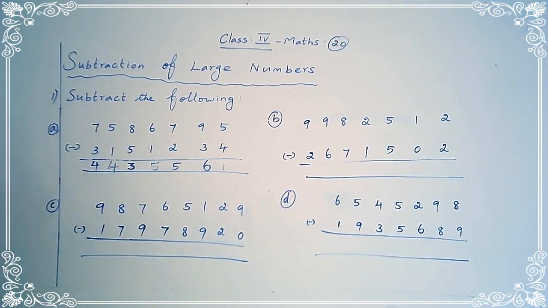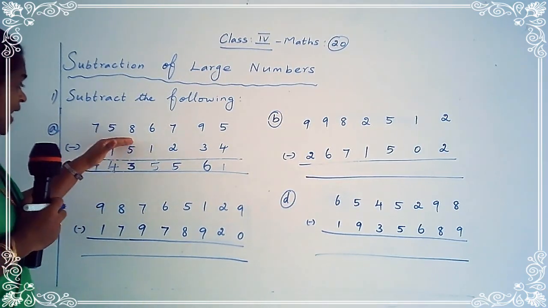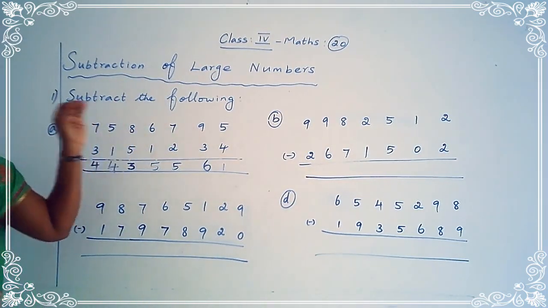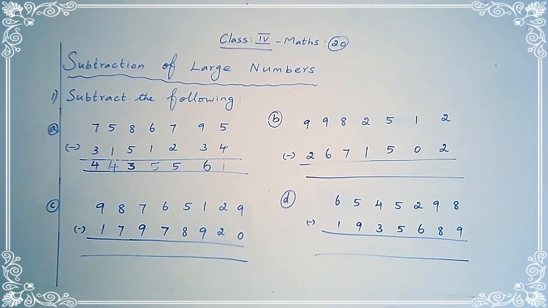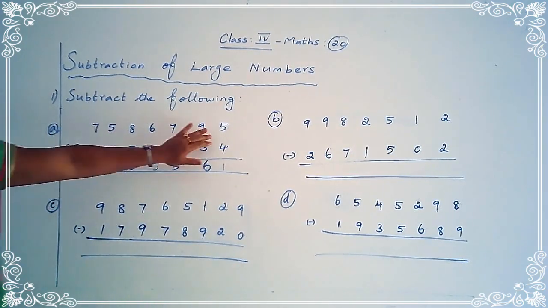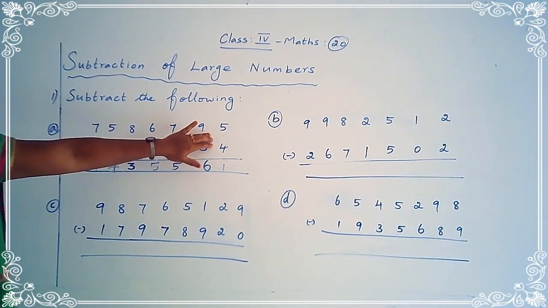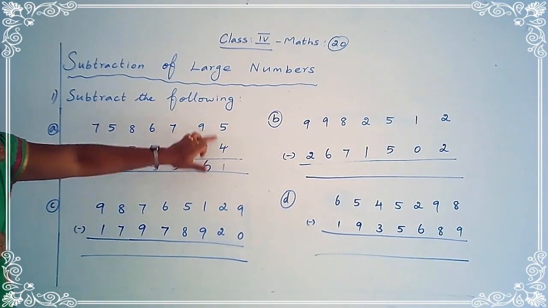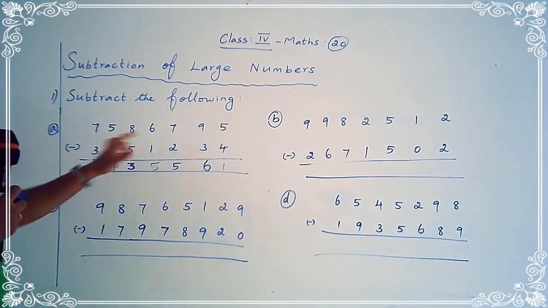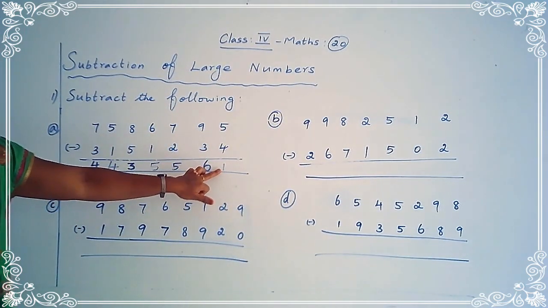Okay children, clear? Yes or no? Yes. Again one more time I will explain. Listen carefully. Subtraction sums. We start subtraction from the lowest place. Here the lowest place is the ones place only. So we start subtraction from the ones place. Okay children, don't forget. Here the ones place has 5 and 4. So 5 minus 4 is equal to 1.